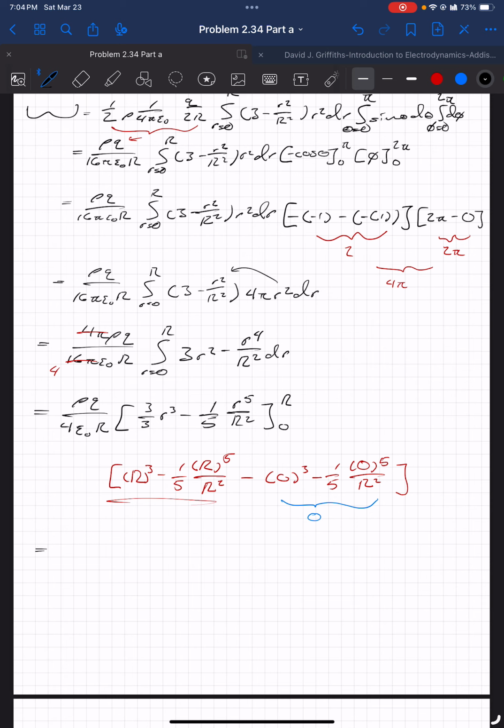So we will end up with rho q over 4 epsilon naught R multiplied by R cubed minus 1/5 R to the 5th, and R to the 5th and R to the 2nd combine, so that we just have R to the 3rd left.